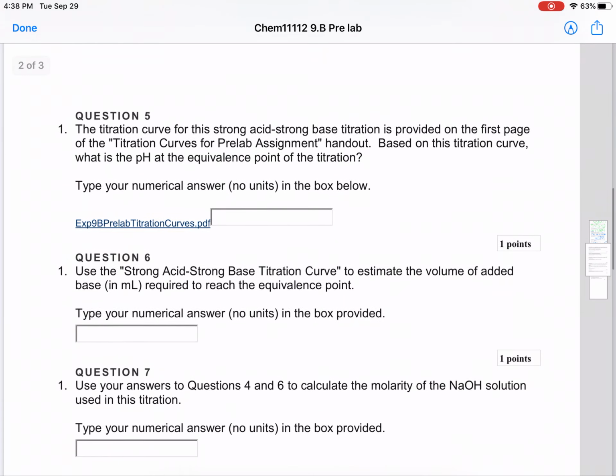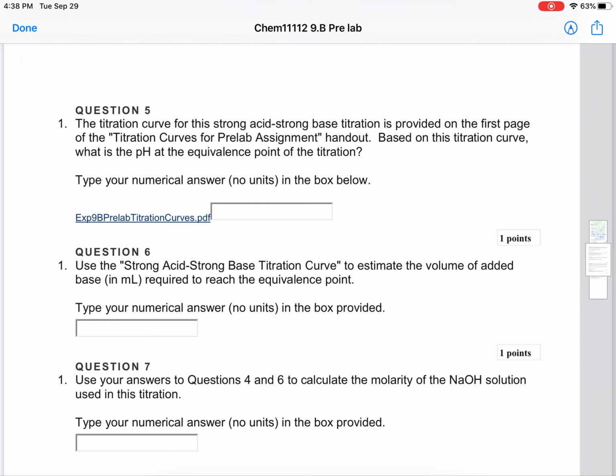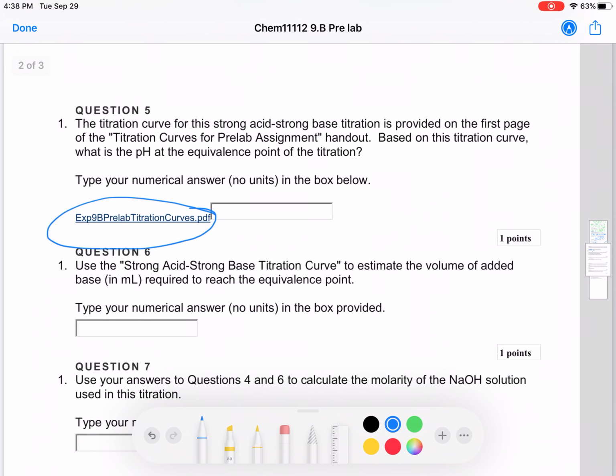Question 5. The titration curve for the strong acid strong base titration is provided on the first page of the titration curve pre-lab assignment handout, which is also given here. This one right there. You can find it on your Blackboard site. When you click here under question 5, it will show you the titration curve. So don't worry about the pre-lab handout, which is already attached here. Based on this titration curve, what is the pH at the equivalence point of the titration?